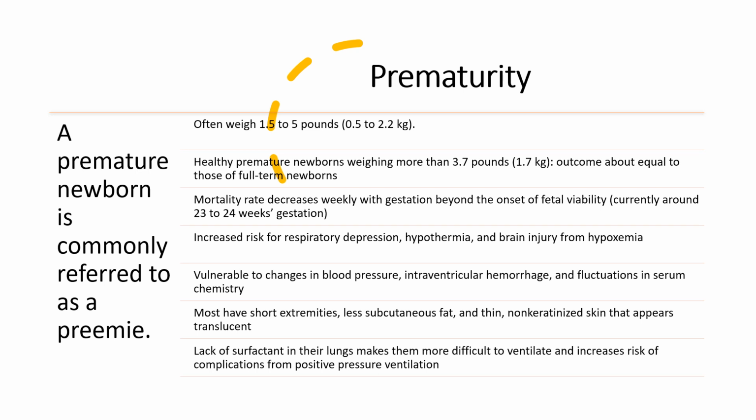Once again, 23 to 24 weeks is where the fetus really has a chance. But even then, it's a lower chance. But if we increase one week, all of a sudden the mortality rate starts dropping pretty significantly. So things that we need to be looking out for: some of these premature babies have an increased risk for respiratory depression, hypothermia, and brain injury from hypoxia. They're vulnerable to changes in blood pressure and intraventricular hemorrhage.